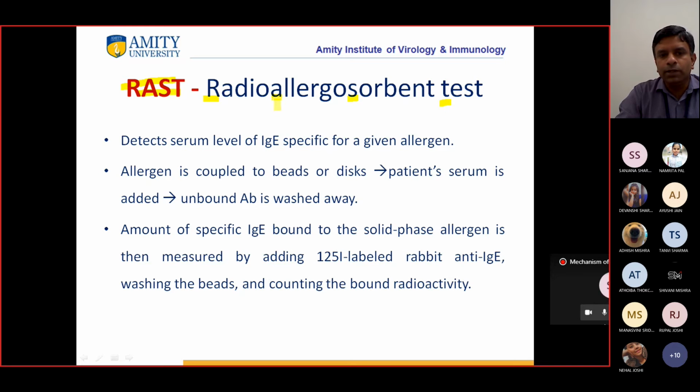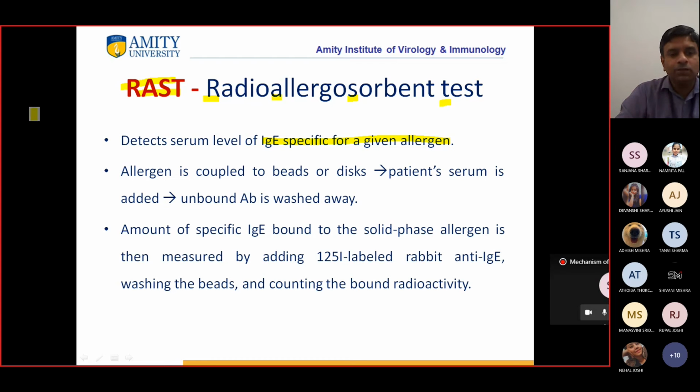Now here we are talking about allergen-specific testing. This test detects the serum level of IgE specific for a given allergen. So this is a specific test. It will tell you whether you are allergic to nuts, whether you are allergic to poison, whether you are allergic to some component, whatever component you are talking about. So it is a specific test. This will tell you whether you are allergic to dust, pollen, or hair danders, whatever, right?